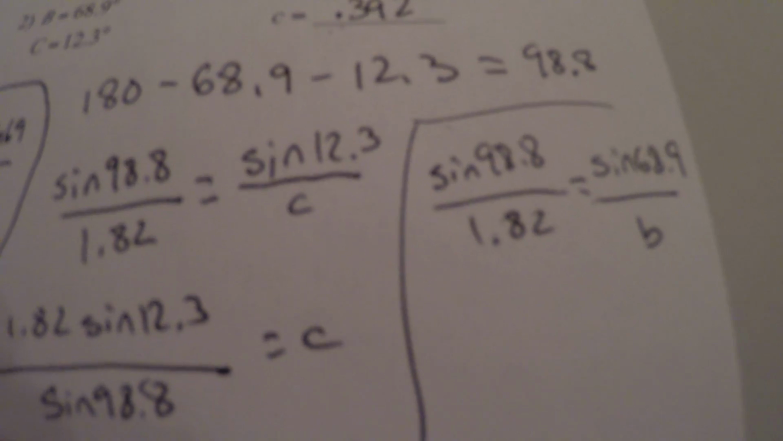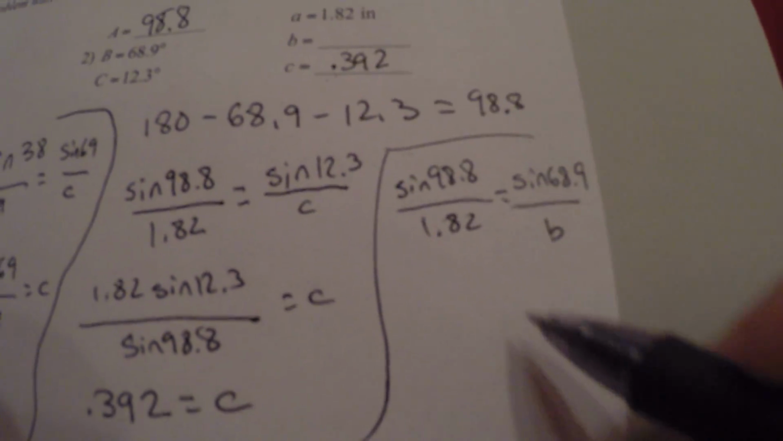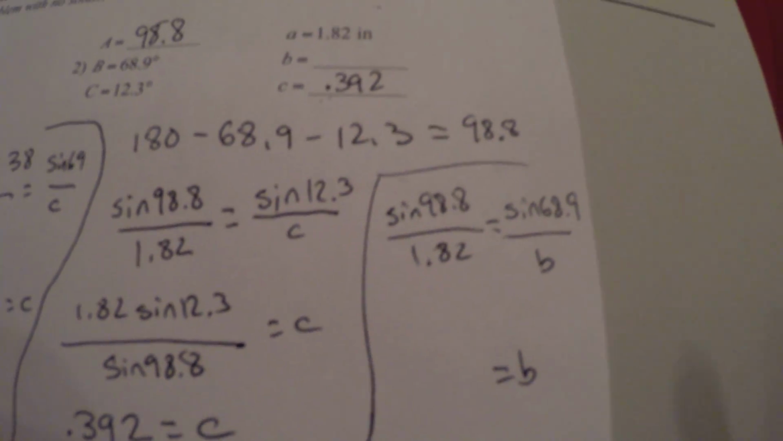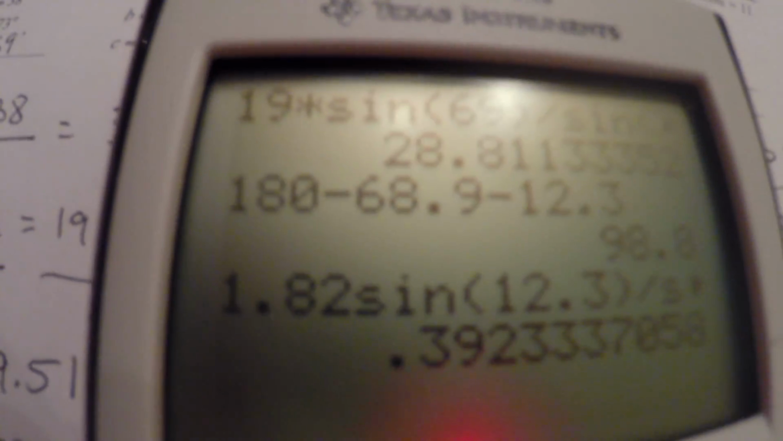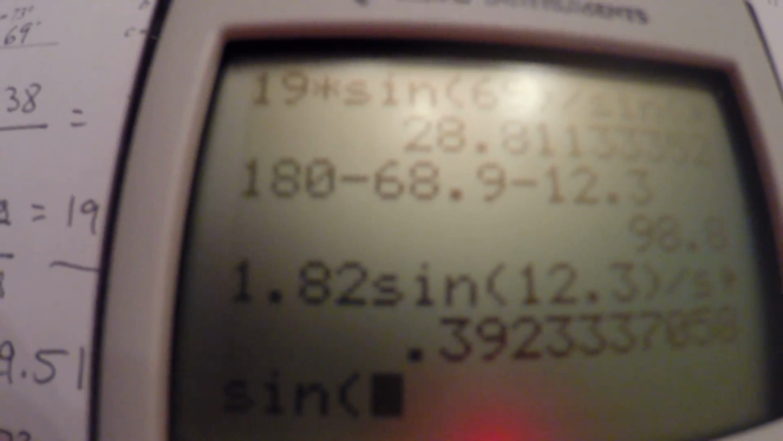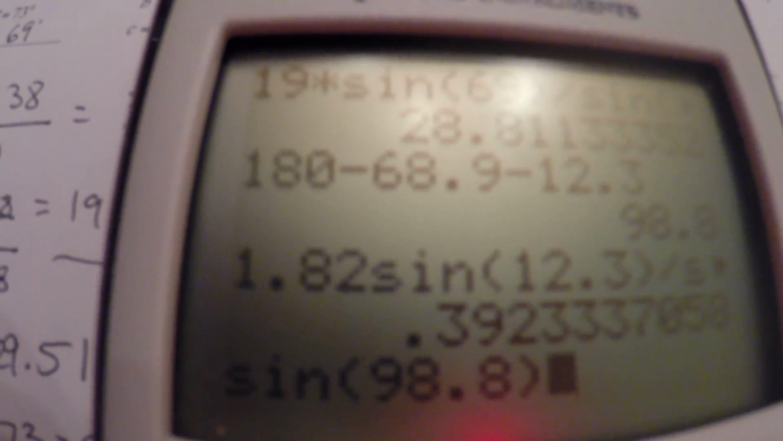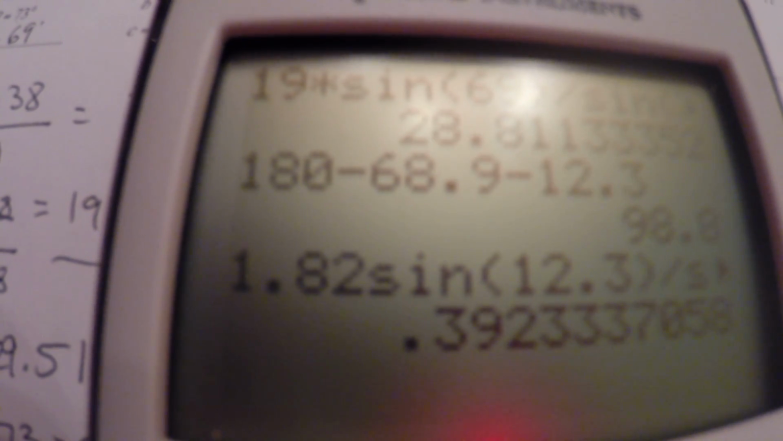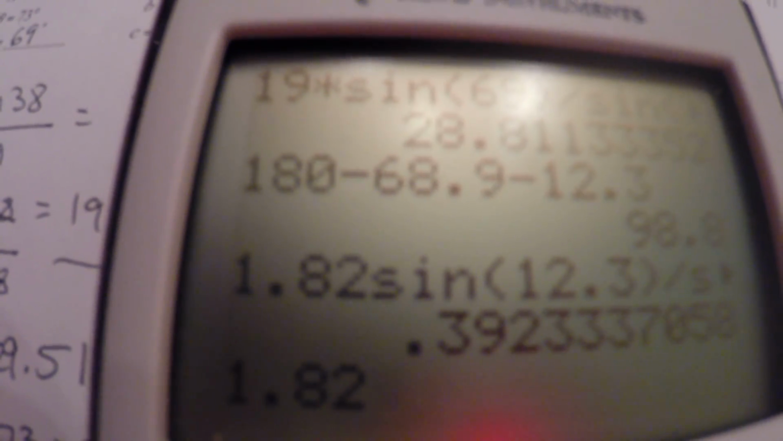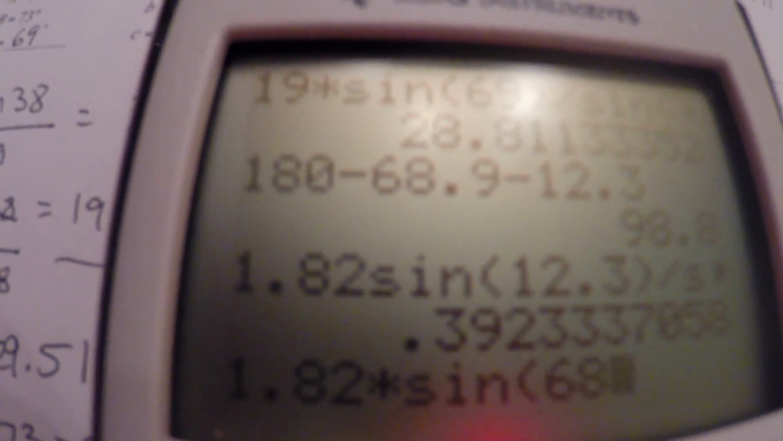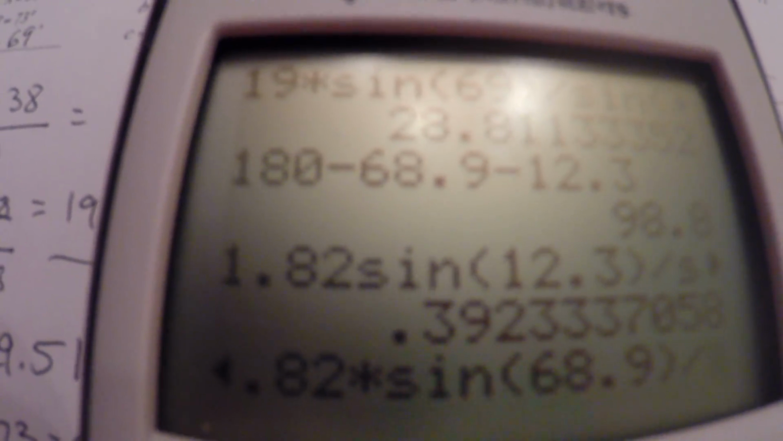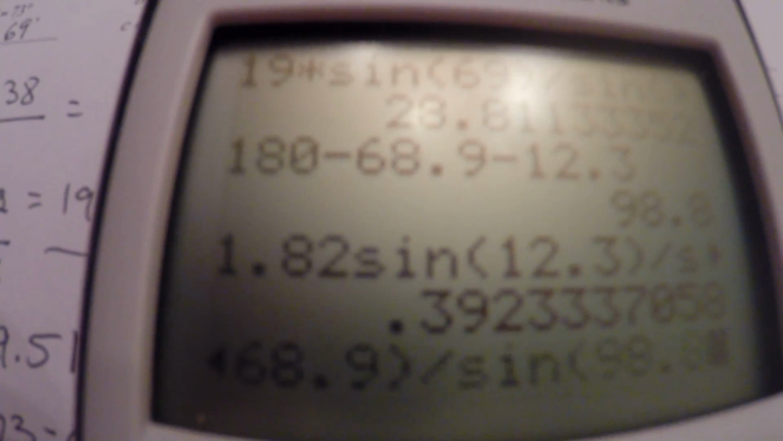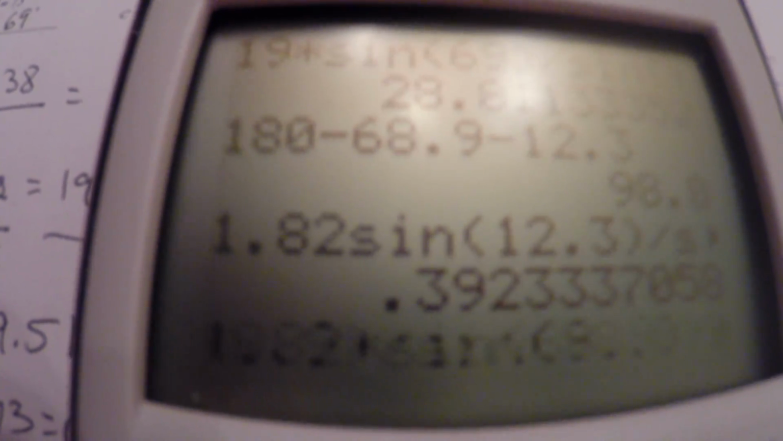Once I get here, I'm going to cross multiply and divide. Because I'm running out of space, I'm just going to say what b is equal to. I'll just type it on the calculator. It's going to be, oops, I'm sorry, it's going to be 1.82 times sine 68.9 divided by sine 98.8. And that would give me my answer.